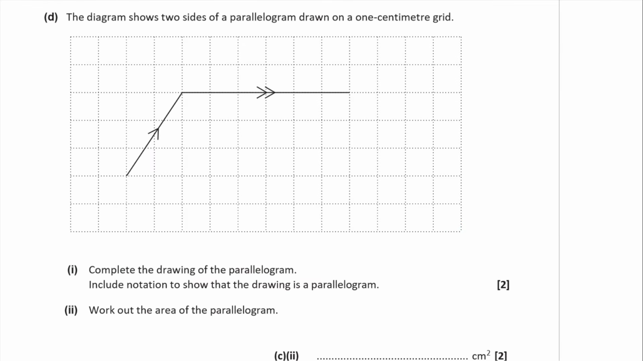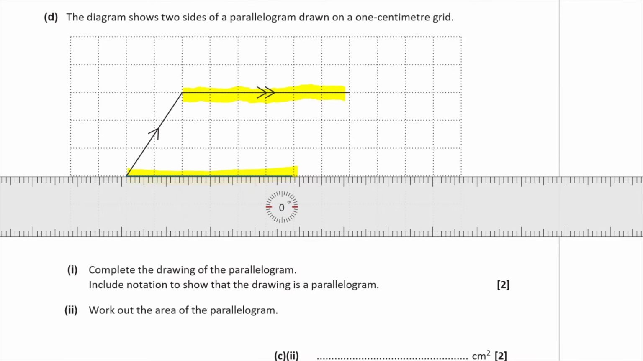Part D says the diagram shows two sides of a parallelogram drawn on a 1 centimeter grid. Part 1 says complete the drawing of the parallelogram. Include notation to show that the drawing is a parallelogram. Okay, well, a parallelogram has two pairs of parallel sides that are equal in length. So drawing the one parallel to this one is 1, 2, 3, 4, 5, 6 units in length, isn't it? So if I'm going to draw one which is parallel, it needs to be 6 units in length in the same direction. It should be like that, shouldn't it? Let me just draw that properly.